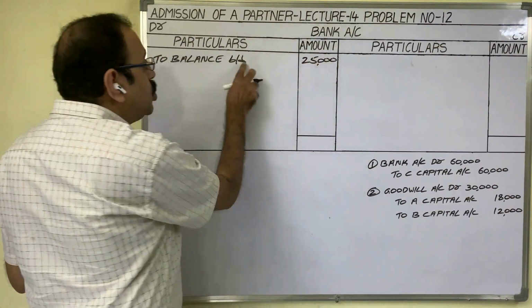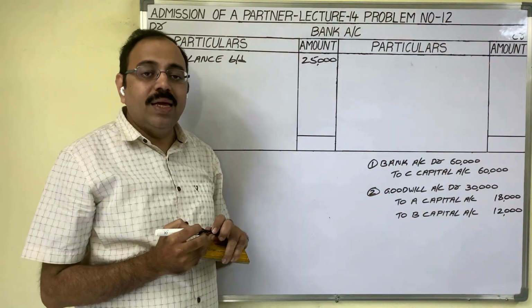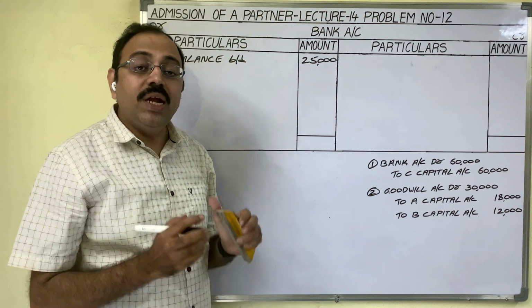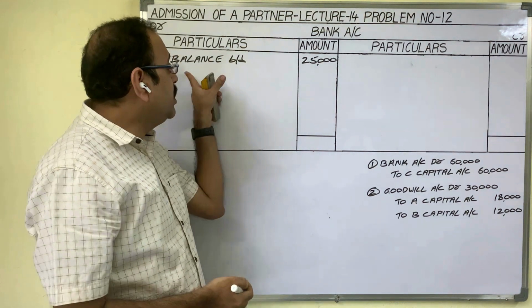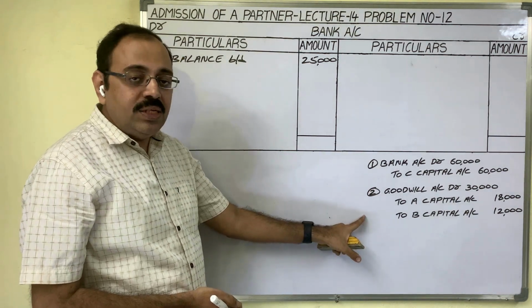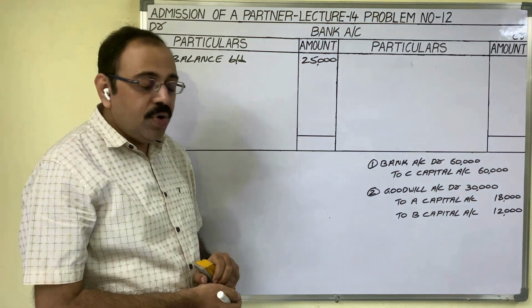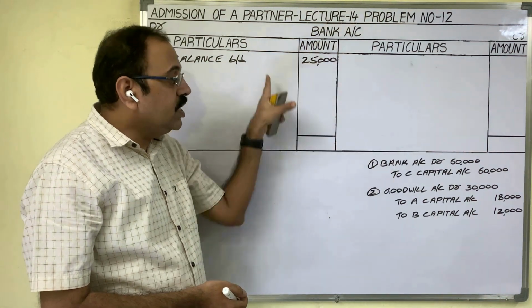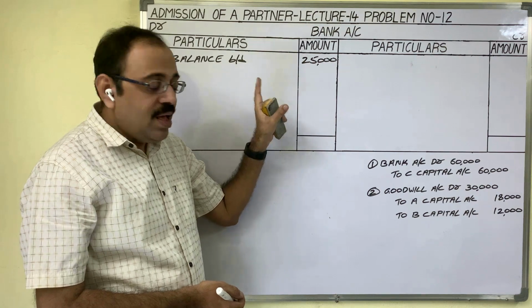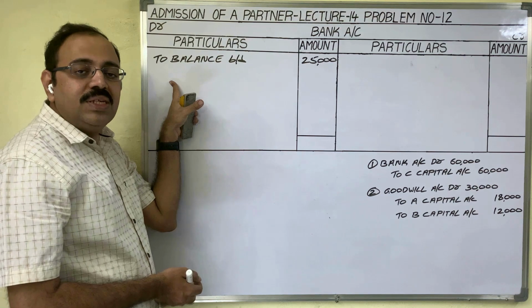Why debit side I am showing this opening balance? Because cash at bank is an asset. Asset shows a debit balance. Therefore, debit side we have to show this opening balance. Next, come to these two entries. In first entry, we debited bank account. Therefore, first entry we have to post in this account. Which side? As bank account is debited, on debit side we have to post this entry.